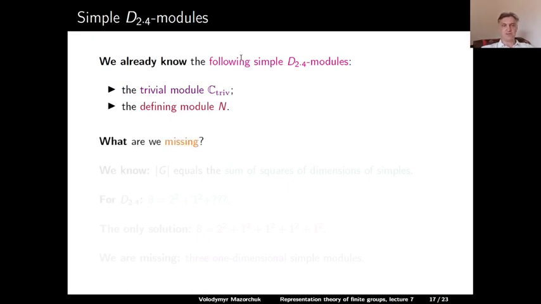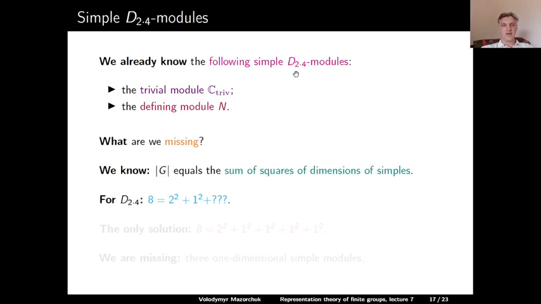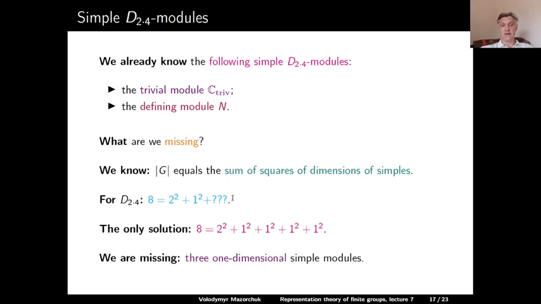So what are we missing? Or are we missing anything at all? So we know that the cardinality of the group equals the sum of squares of dimensions of simple modules. For the dihedral group D2 times 4, this gives us the following equation. 8, this is the cardinality of the group, is equal to 2 squared, this is the square of the dimension of N, plus 1 squared, this is the square of the dimension of the trivial module, plus something else. What can be here in this something else? So far we have only 5, so we need 3 here. And the only way to write 3 as a sum of the squares of positive integers is actually as 1 squared plus 1 squared plus 1 squared. So what we are really missing are the 3 one-dimensional simple modules.